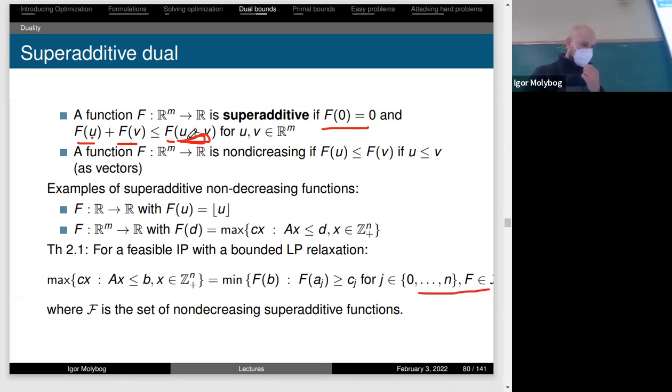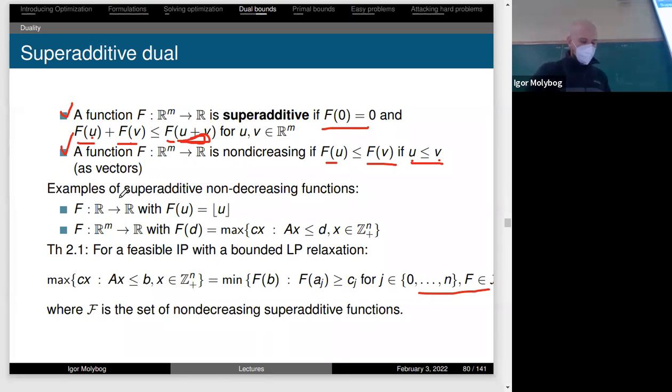This is quite a special property of a function, and it is not easy to enforce this property. A non-decreasing function is a function such that for any u and v that are comparable, that you can compare component by component, if u is less than or equal to v component-wise, then f of u must be less than or equal to f of v. A function that satisfies both conditions is called superadditive and non-decreasing.